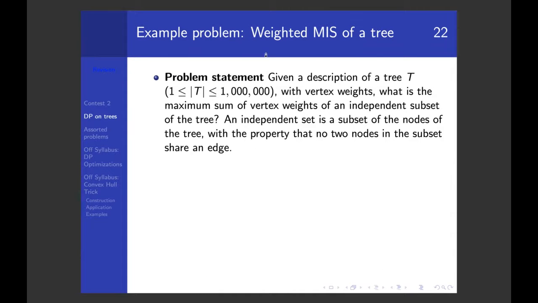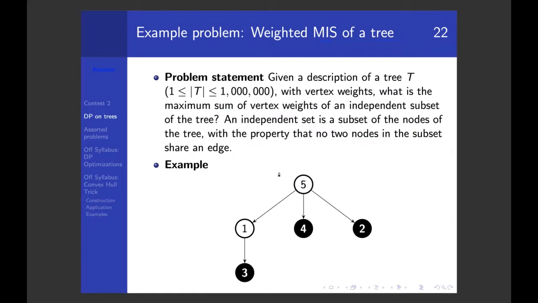Okay, so the first problem is weighted maximum independent set of a tree. I'll explain what that means. We're given the description of a tree, so the edges, and also each vertex has a weight. And the question is, what is the maximum sum of vertex weights of some set which is independent? A set is independent if no 2 nodes share an edge. I'll give an example of this in a second. It'll hopefully make it a bit clearer.